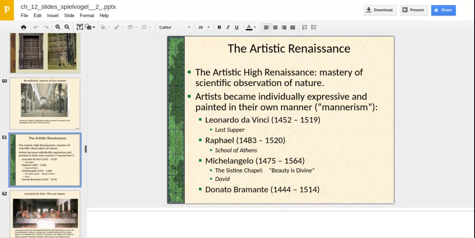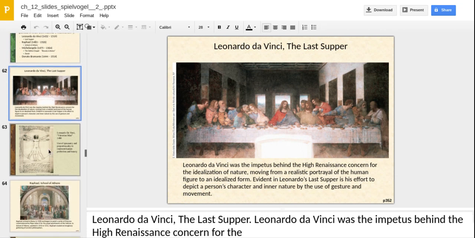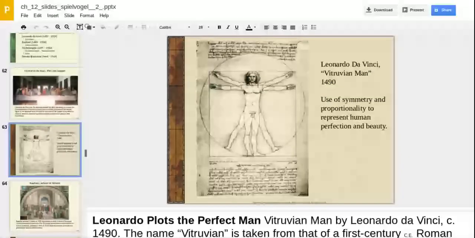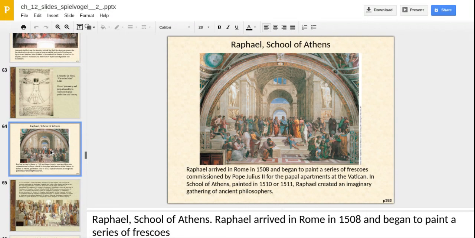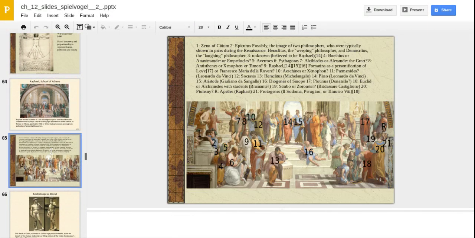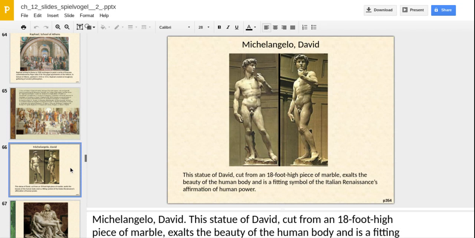Michelangelo, very well known for his Sistine Chapel masterpiece, Beauty is Divine, and of course his sculpture of David. Bramante, also another Renaissance man, not quite as well known as the others. Last Supper here. The Vitruvian Man by Leonardo da Vinci as well. Here's Raphael's School of Athens. And again, you got all these different people, famous Romans and Greeks that he's put in here.